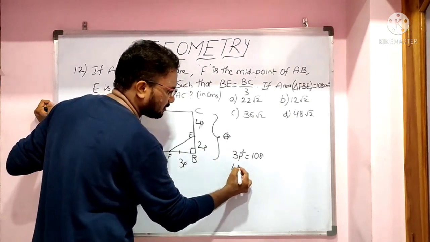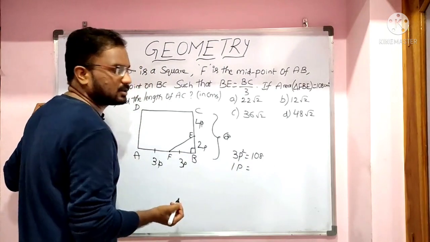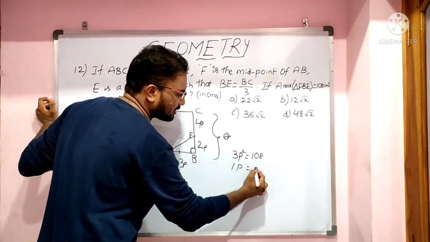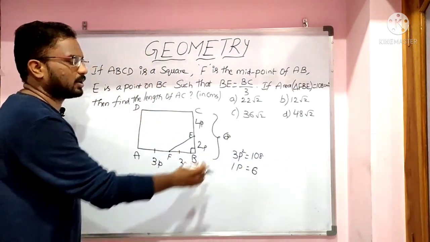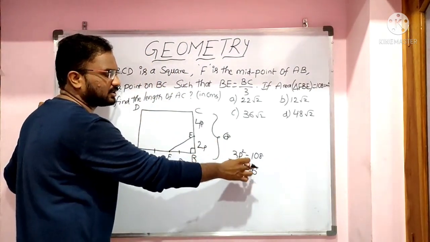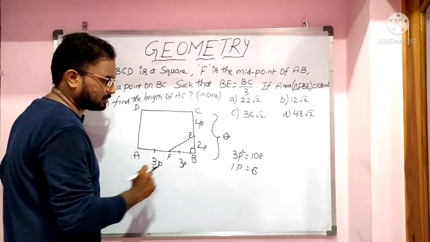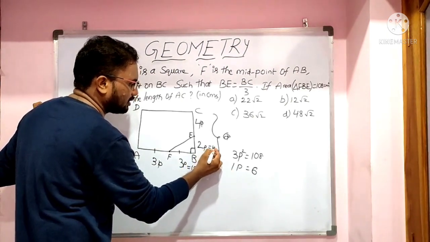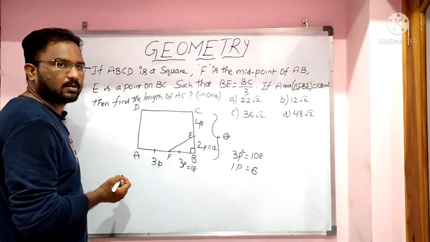So 1 part equals 108 by 3. 108 by 3 is 36, so 1 part value is 36. This is 3 parts, so this will be 18 and this will be 12.